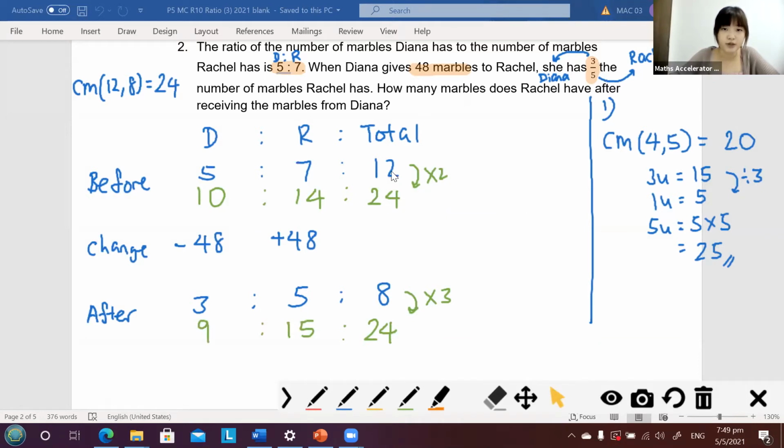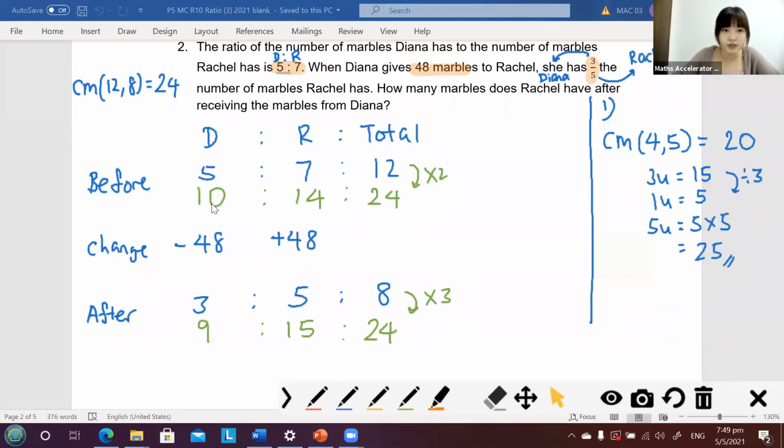Why times 2? Because from 12 to 24, you must times 2. From 8 to 24, you times 3. You want to make it 24. So it depends on how you want to make it 24. So you times 2, times 3. Now that your total is the same, 24 and 24, we can compare.